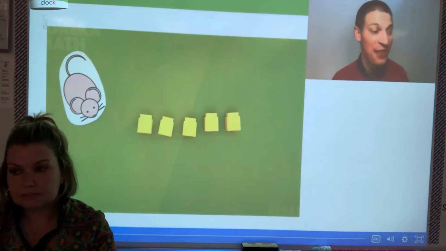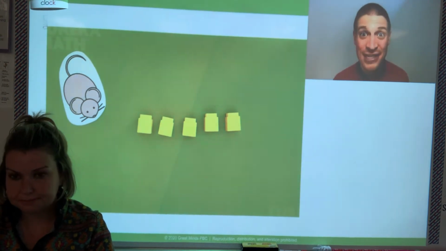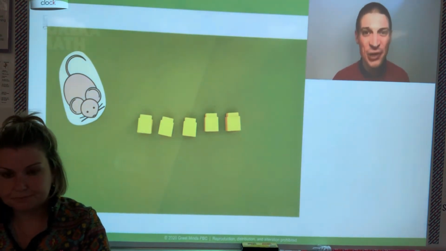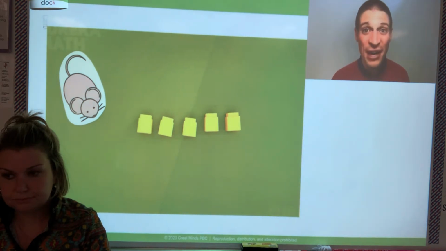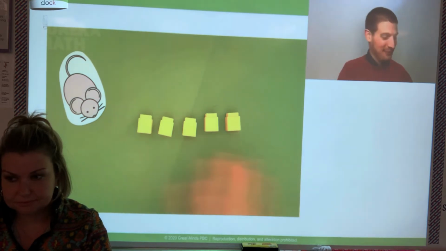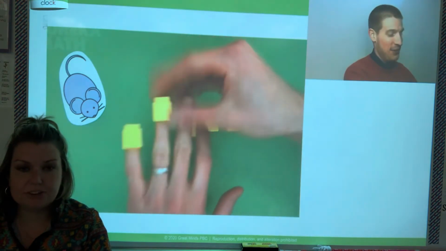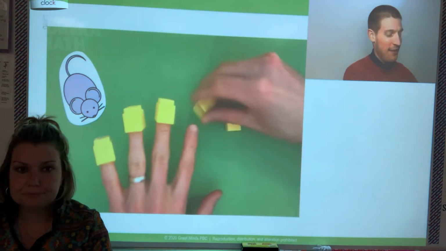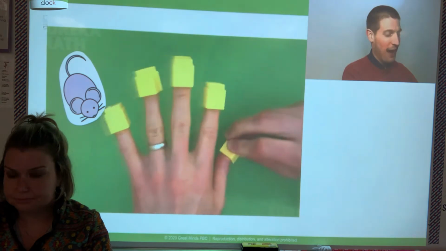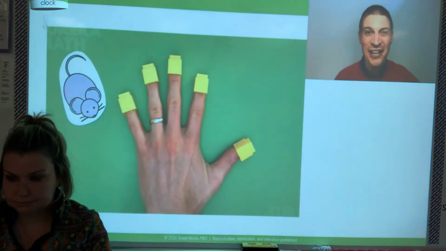Let's pretend that these cubes are pieces of cheese. Take a cube and put it on each finger on your hand. I'm going to use my left hand, just like this. 1, 2, 3, 4, 5. You can put it beside your fingers if you want. And put your hand flat on your table.